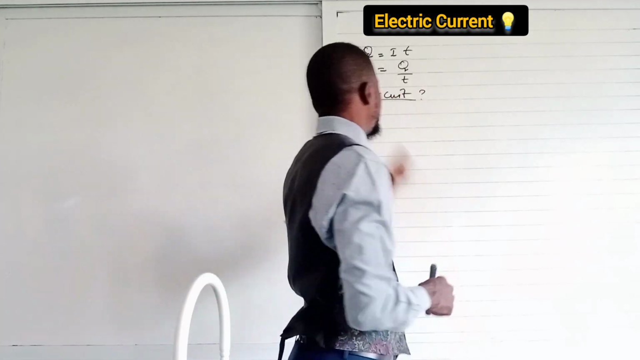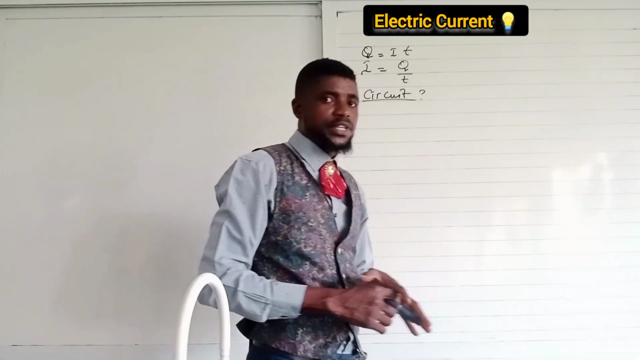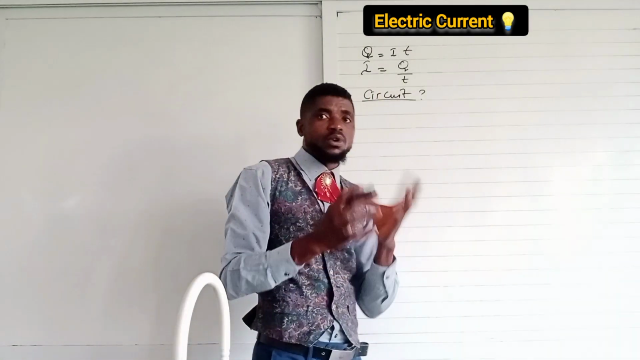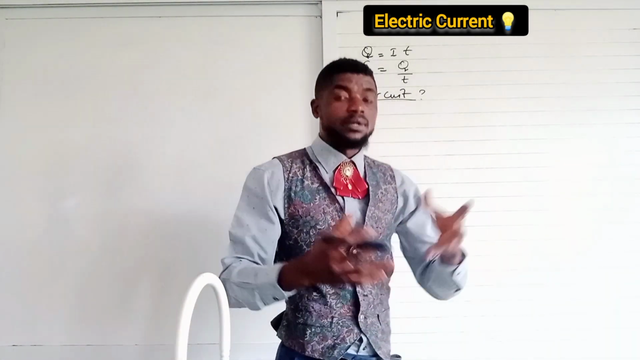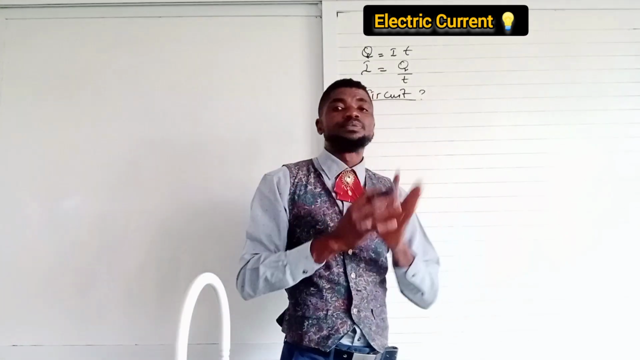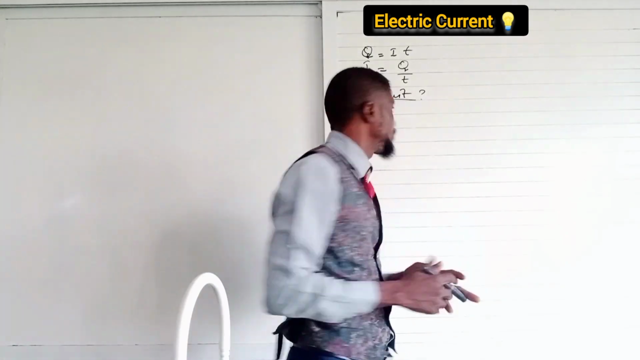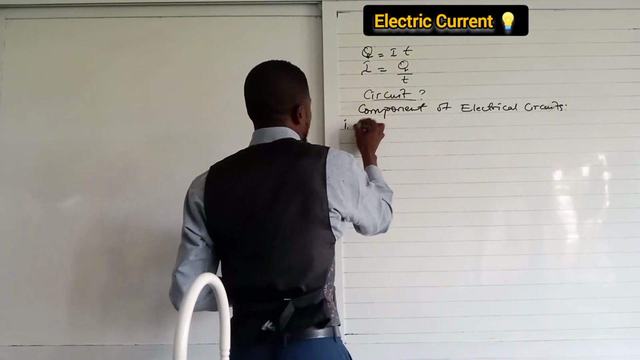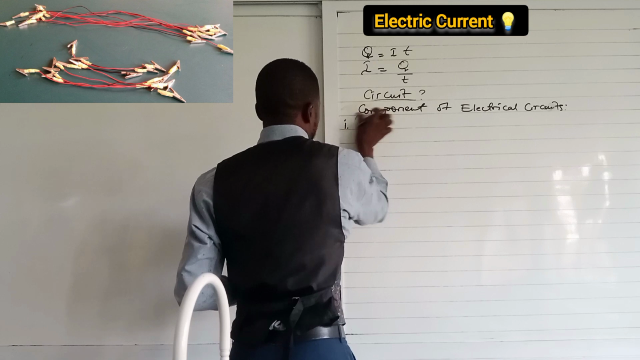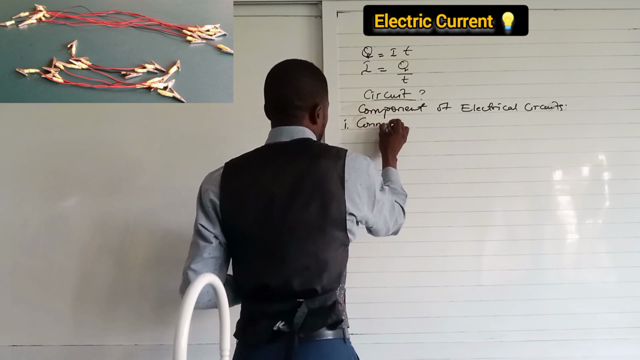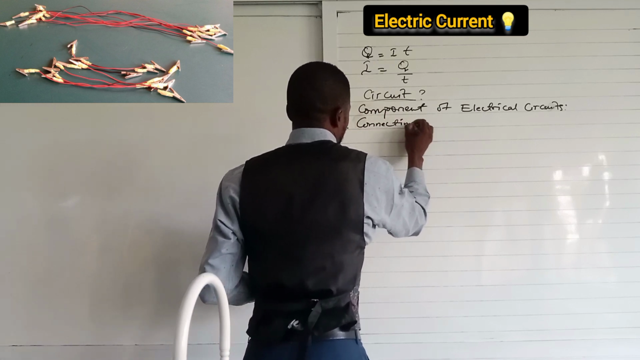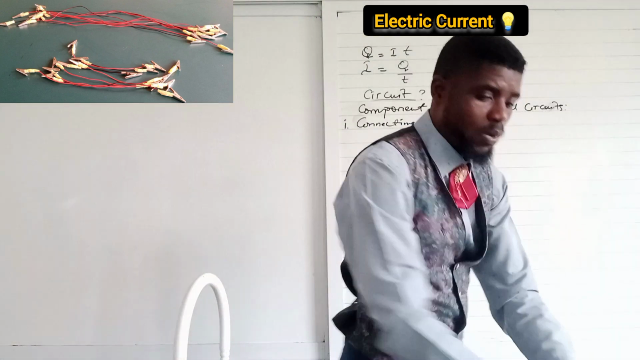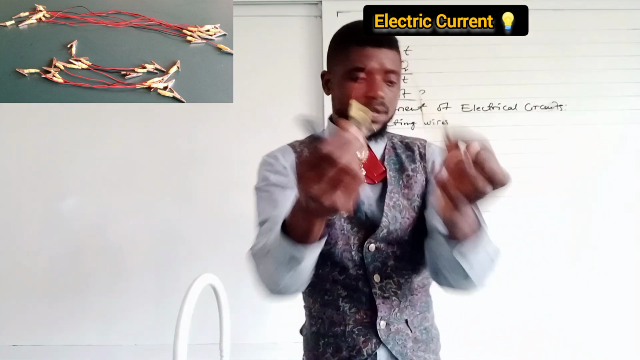But before we look at the two main types of the circuits, let us look at the various common components that make up a simple electrical circuit. Number one on the list, we have the connecting wires. The connecting wires, one of them is what you are seeing in my hand here right now.